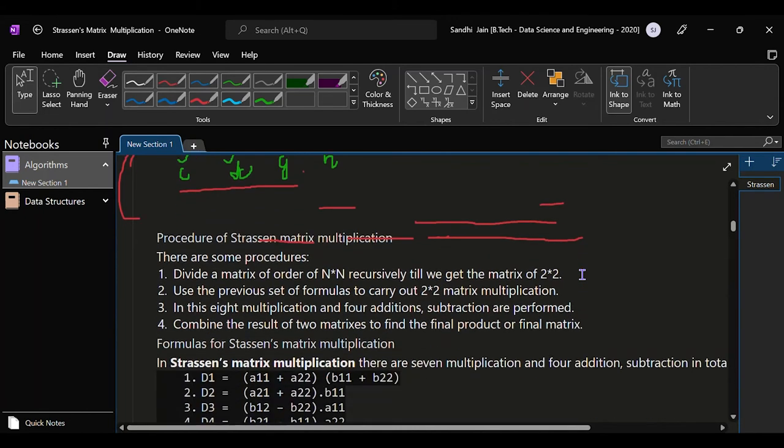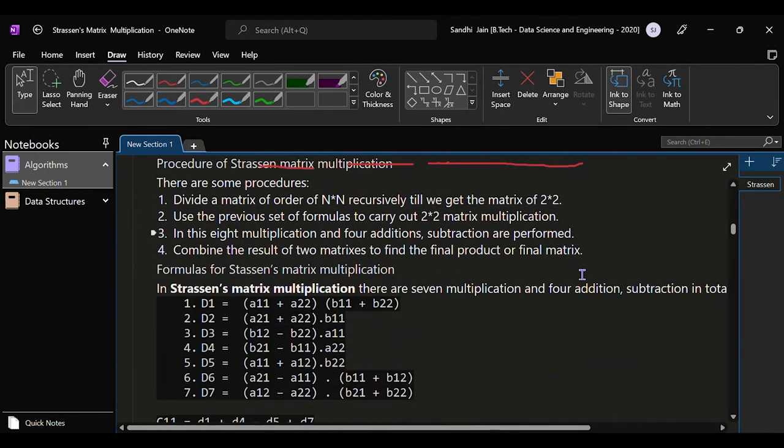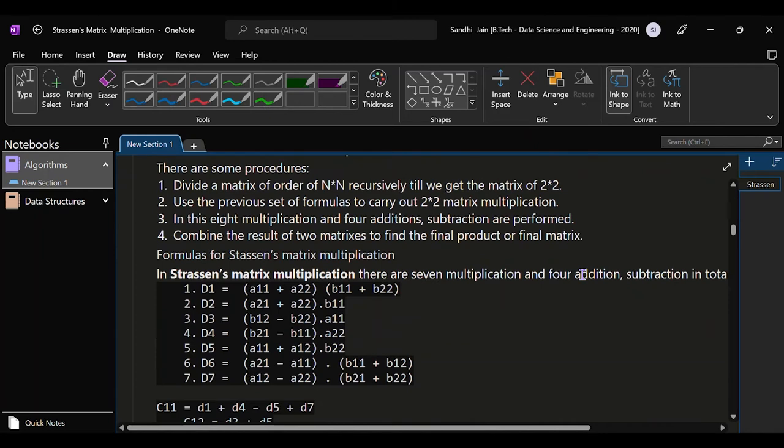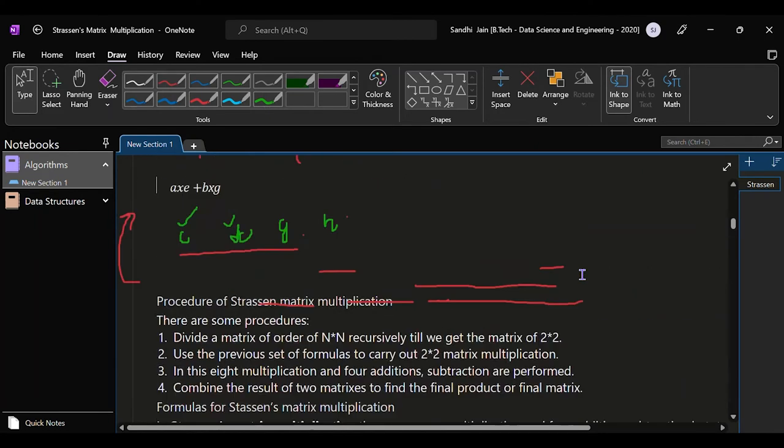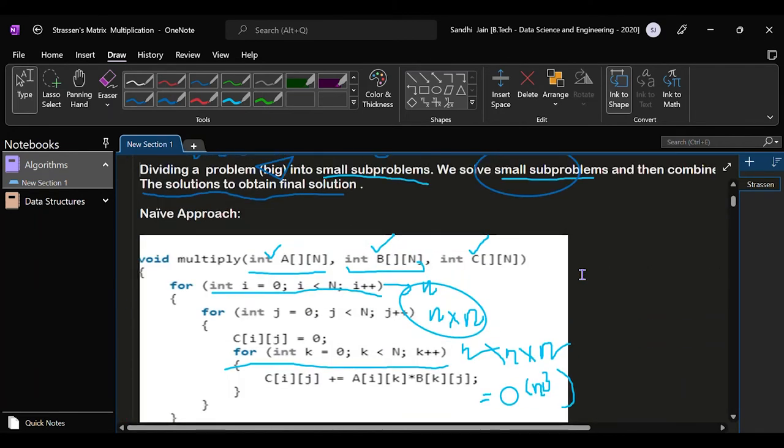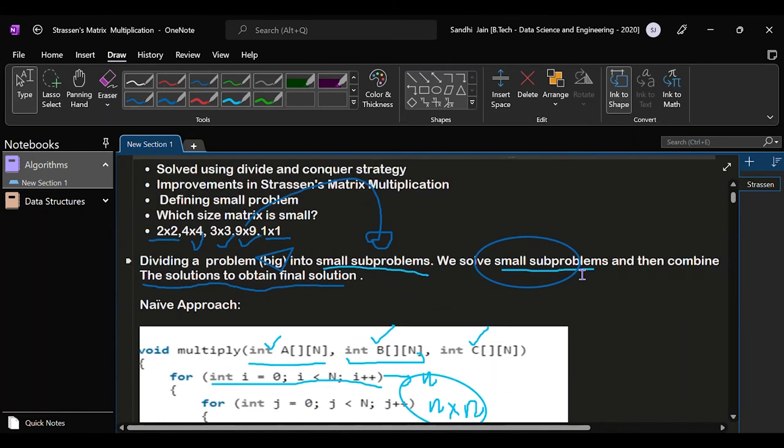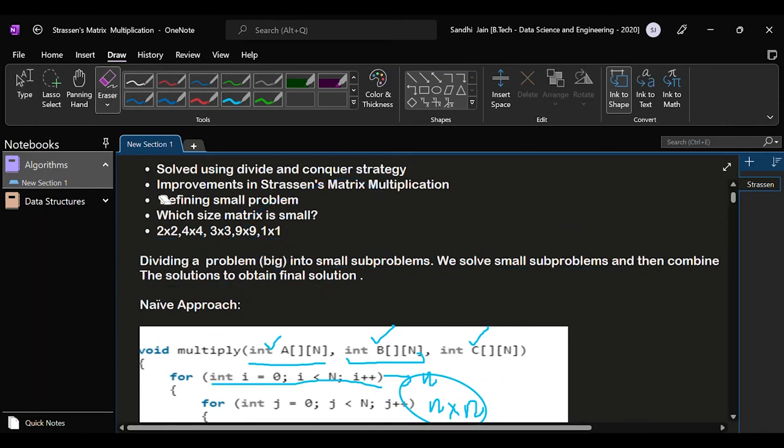But now the question arises: Strassen, what were the improvements in this multiplication strategy? यानी जो हमने size को smaller में किया, that was divide and conquer. Now there were some improvements proposed by Strassen. Like what will be the improvements? What are the improvements in this Strassen's multiplication that we are going to see?